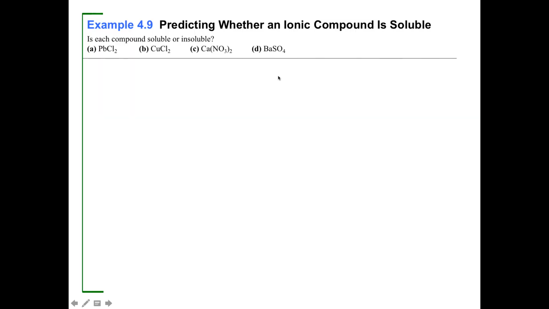All right. So I know I just said this. Lead 2 chloride is insoluble. Copper 2 chloride, yeah, is going to be soluble. Calcium nitrate, nitrate's no exceptions, always soluble. It's going to be soluble. And barium sulfate is going to be insoluble. All right, I hope that's helpful. You're going to need that table. You're an amazing person if this lecture alone makes that look easy. It's going to take some practice. Best wishes.